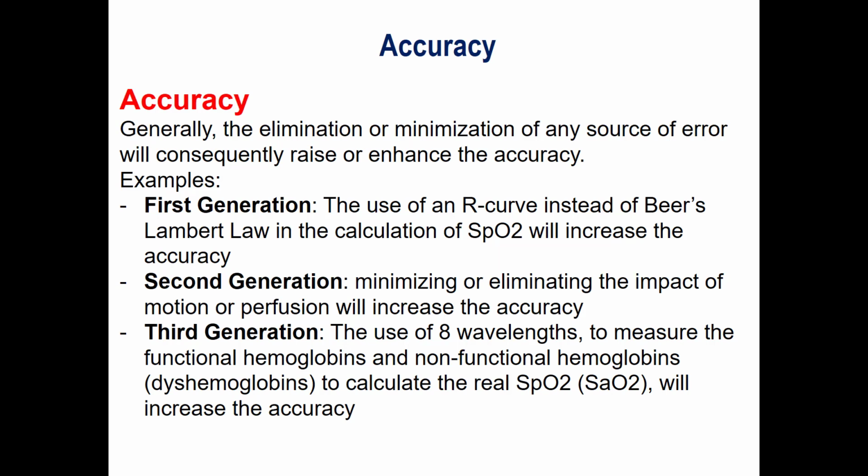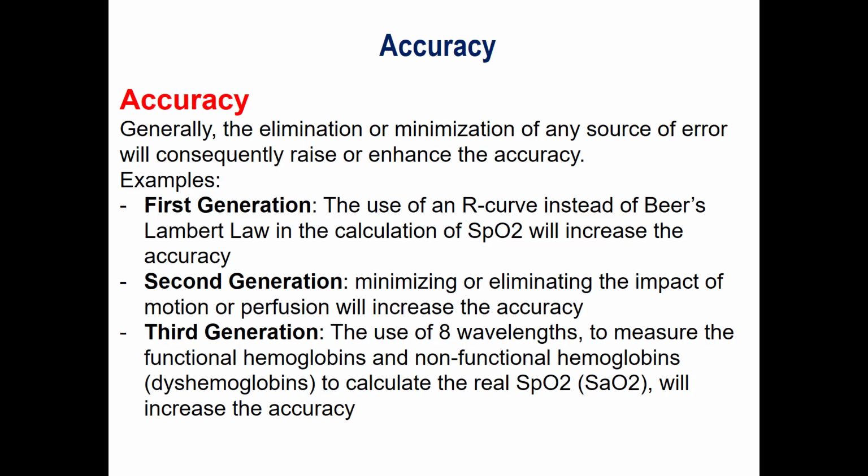Based on this value, this helps to enhance the accuracy of the reading of the pulse oximeter. So in the second generation, we have solved the problem of motion and the problem of perfusion using filtration and adaptive filters, as we discussed before.